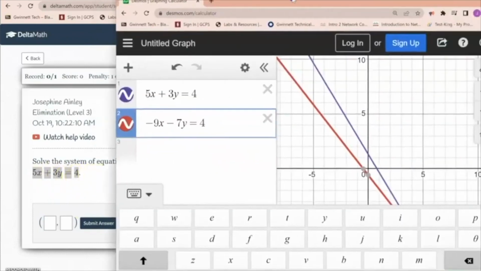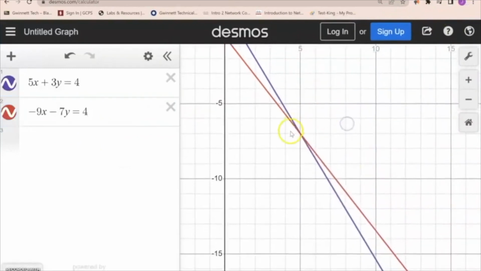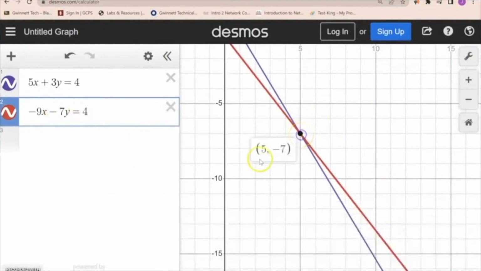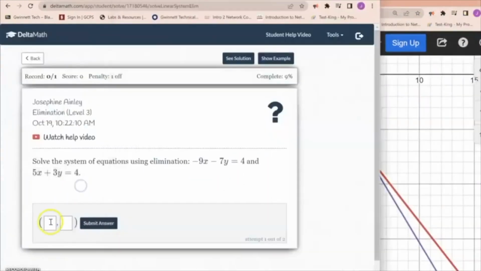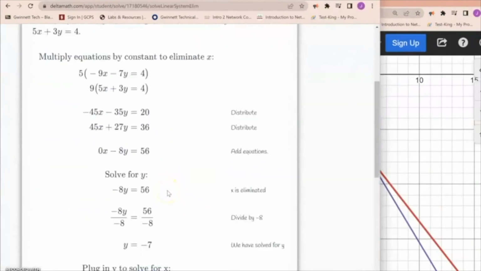Perfect. All right, so again, anytime you're solving a system of equations, the intersection is the solution. I can't see this really clearly, but if I click into one of these, what happens? I get the dot. Okay, so 5, negative 7 is my solution. So 5, negative 7. Okay, and I'm going to get this wrong again so I can show you real quick how to eliminate. And remember, you could always use your alternate method as well, right?